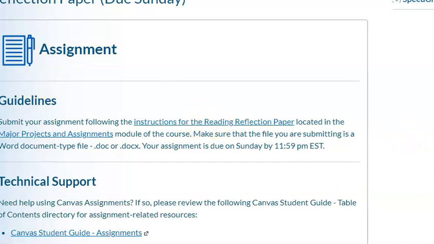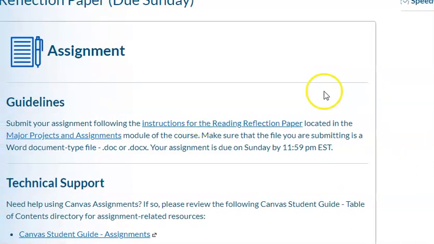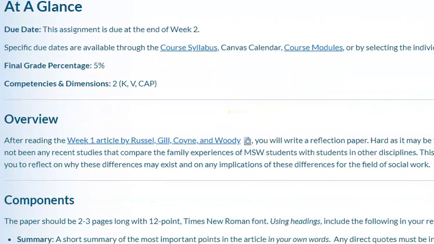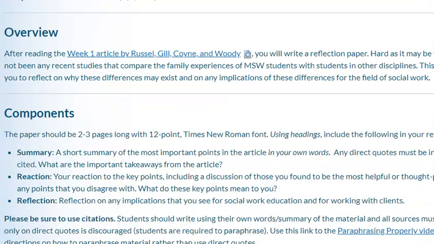This week you have an additional reading assignment, and that is a reflection paper. And you can click here to get the instructions for the reflection paper. We'll look at these briefly. So again, it is due at the end of week 2, which would be on Sunday. It's based on the article from the first week, so if you haven't read that article, you will have to go back to the assigned articles in the first week.